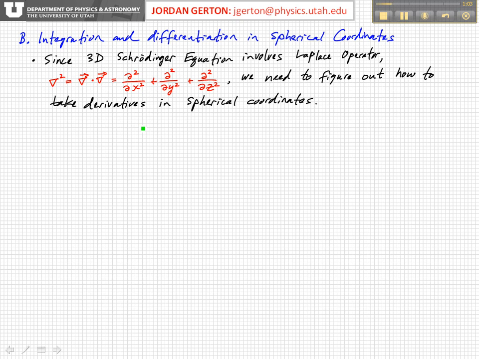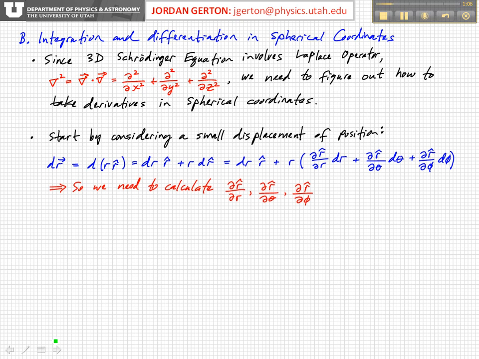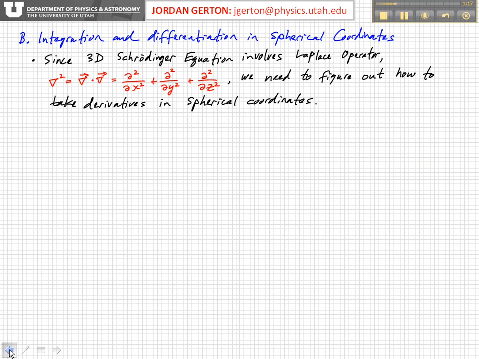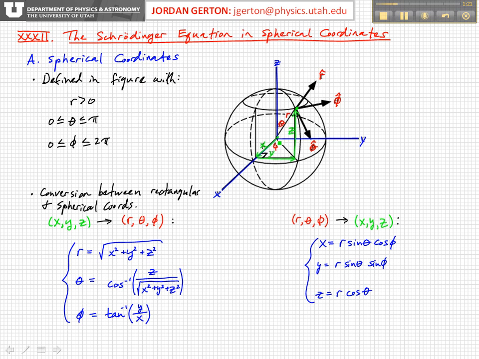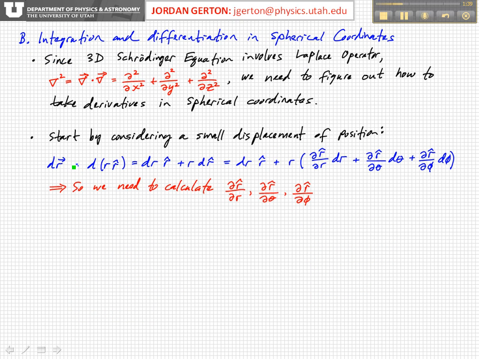So we need to start with something. The easiest thing to start with is to think about a small displacement in the position of a point. Imagine we have, again, we've defined some point in space like this one here, and I should say that the r vector is the vector which goes from the origin to the point. Okay, and so if we imagine that we move to a slightly different position, then we have a differential displacement dr.